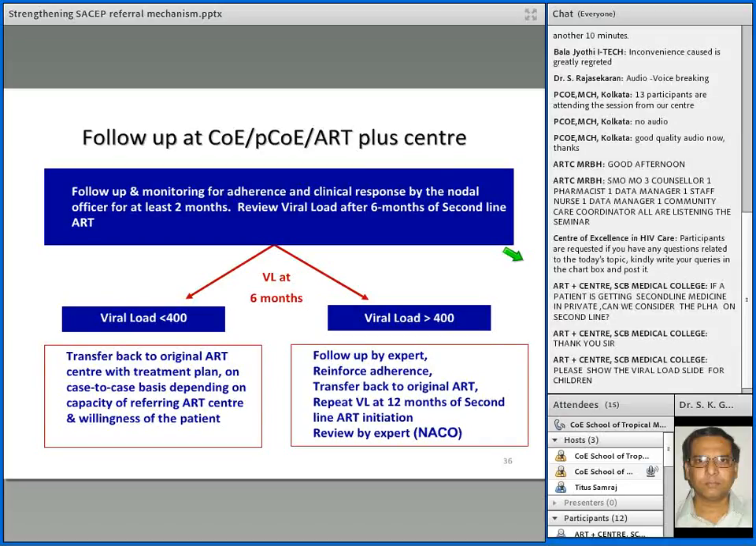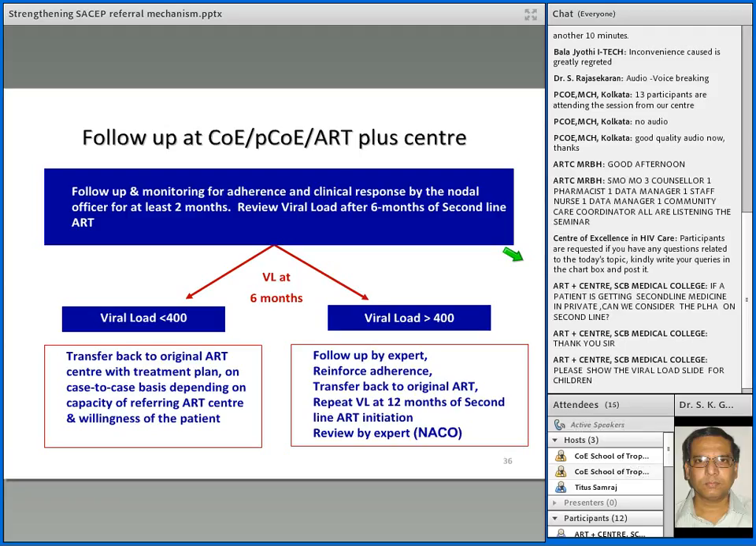or above 400. If it is less than 400, transfer back the patient to the original referring ART center with detailed treatment plan on case-to-case basis depending on the capacity of the referring ART center as well as willingness of the patient to being transferred back. But after 6 months they become eligible, and particularly if the patient doesn't have an active opportunistic infection or any major drug side effects, they can be transferred back.